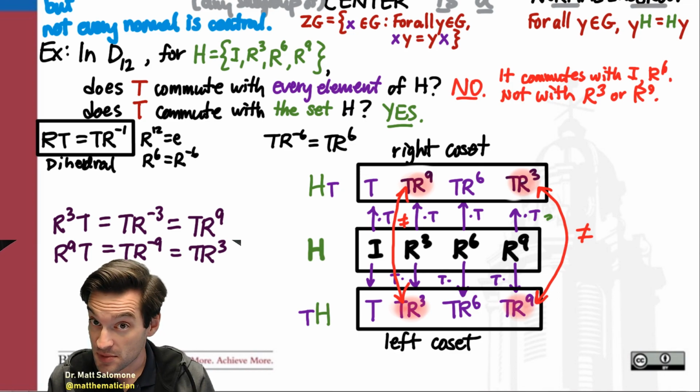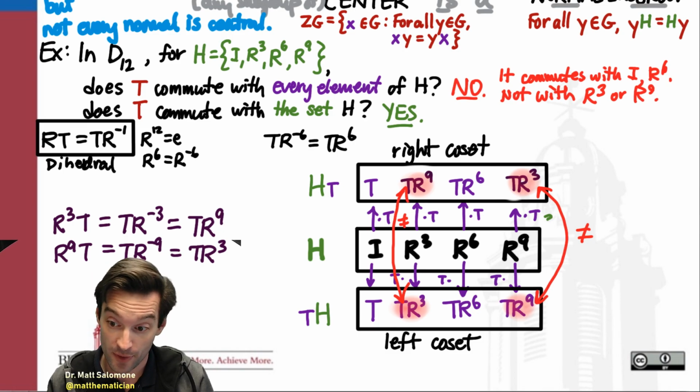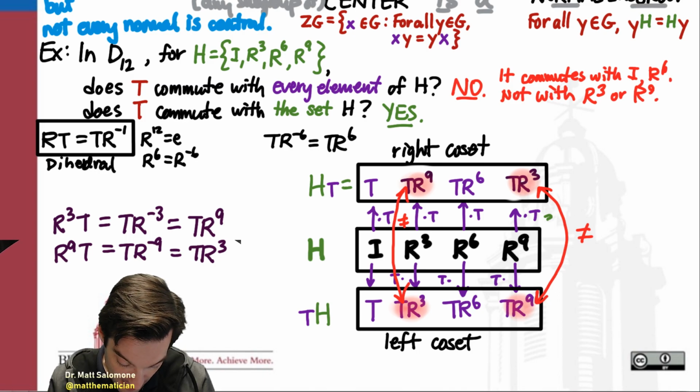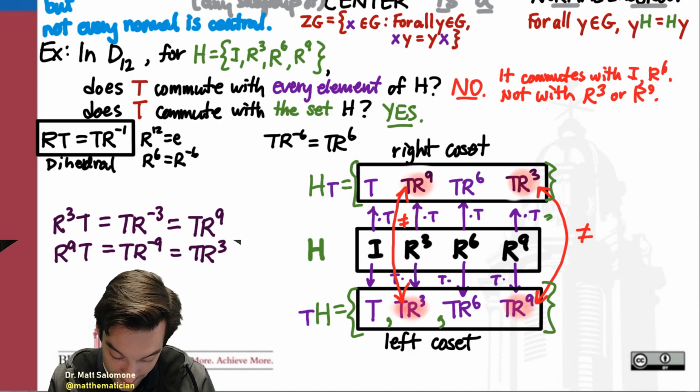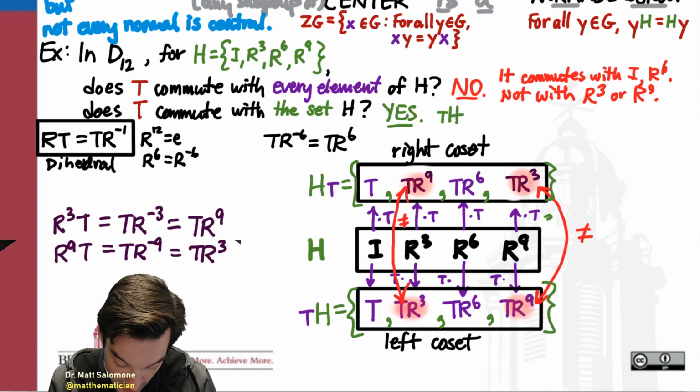Because sets don't care about the ordering of their elements. It is the same set for me to list T, T R to the 9th, T R to the 6th, T R cubed, as it is for me to list T, T R cubed, T R to the 6th, T R to the 9th. Sets only care about their members and not about the orderings of their members. And so the right coset HT has those 4 elements. The left coset TH has these 4 elements. But every element of one of those sets is also an element of the other, and vice versa. And that means that these 2 sets are in fact equal. TH and HT are equal as sets.